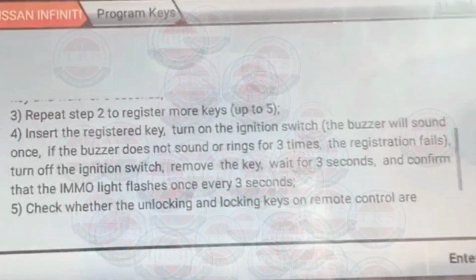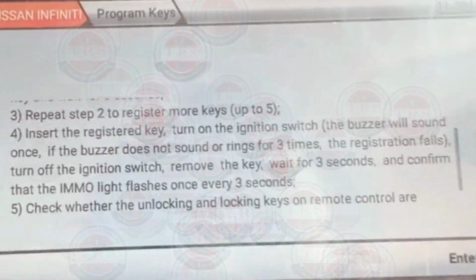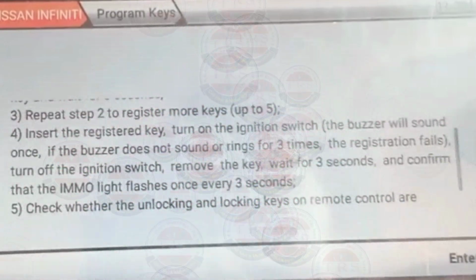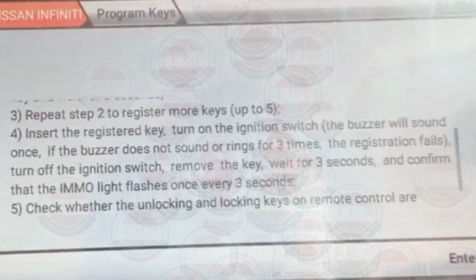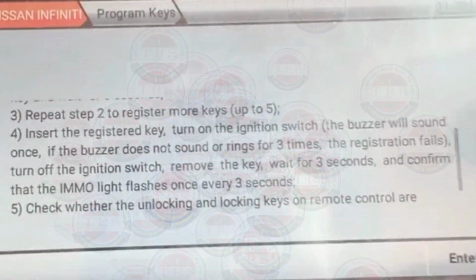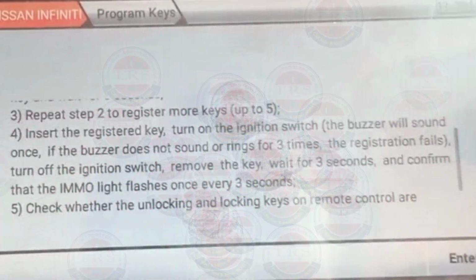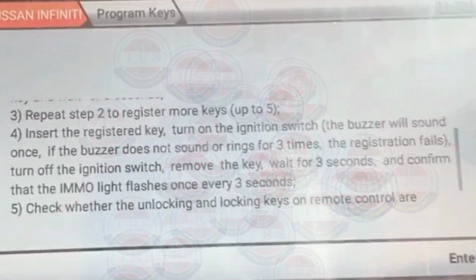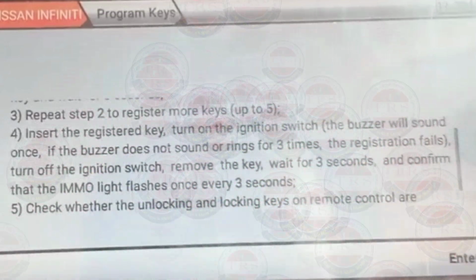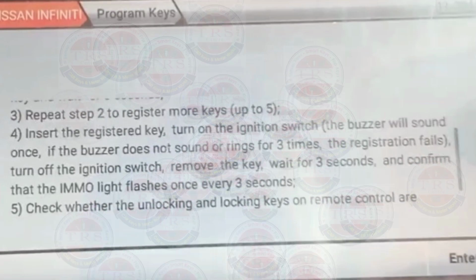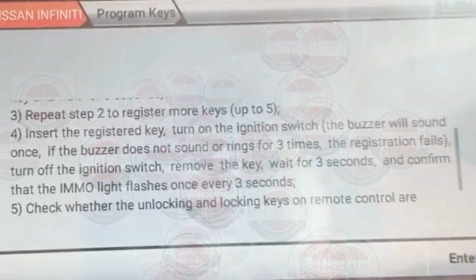That is the fourth instruction: insert the registered key, turn on the ignition switch, and the buzzer will sound once. If the buzzer does not sound or rings 3 times, the registration fails. Turn off the ignition switch, remove the key, wait for 3 seconds and confirm that the IMO light flashes once every 3 seconds. And the next instruction is to check whether the unlocking and locking keys, the remote control, are working or not. That is for programming the remote.